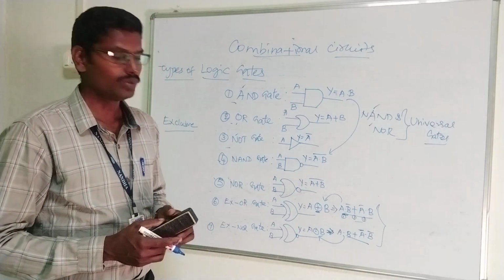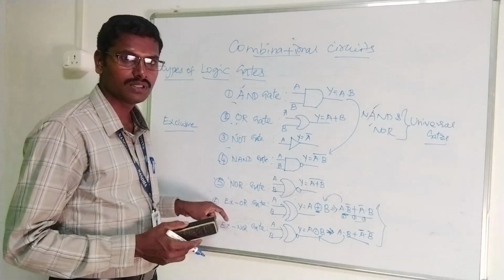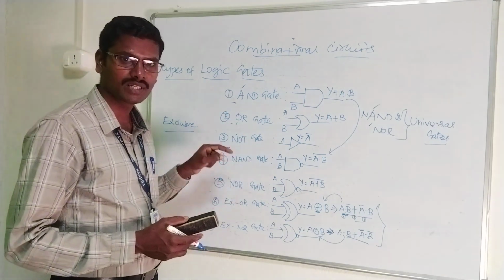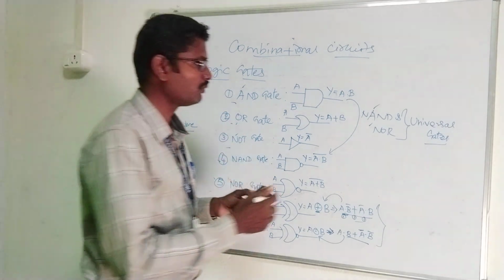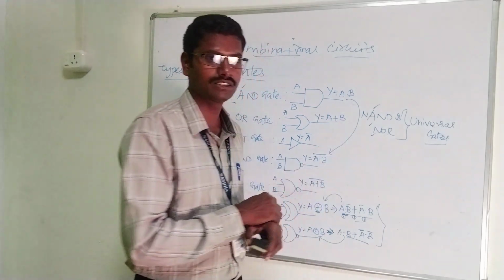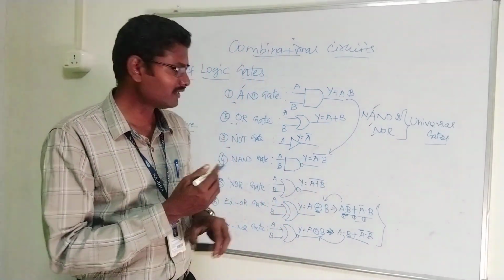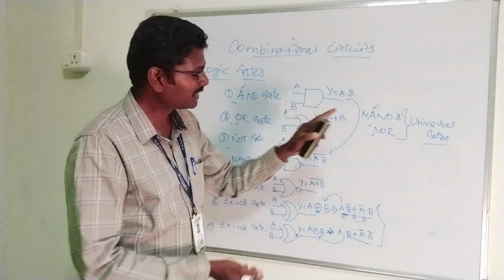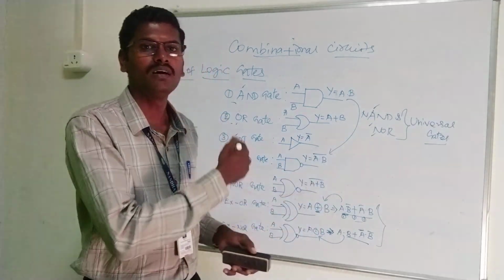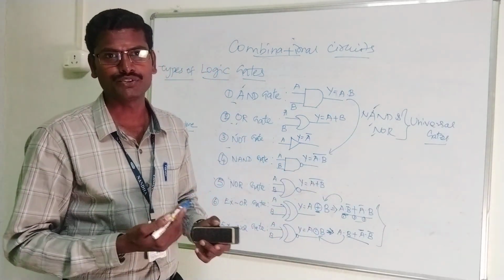So the equivalent gate operations can be done with the help of NAND and NOR gates. Even if you don't have these gates, with the help of NAND and NOR, we can implement all other gates, operations and manipulations, right?